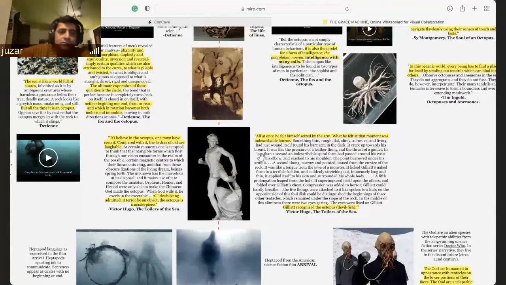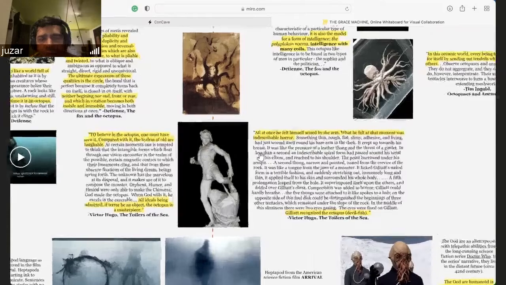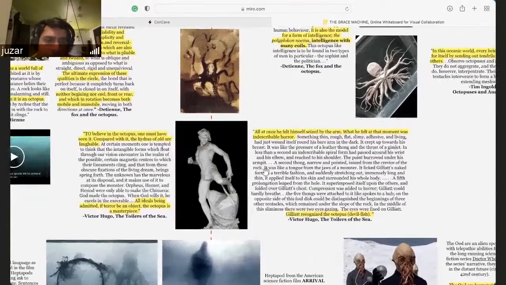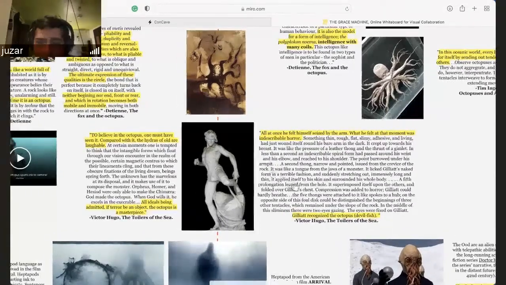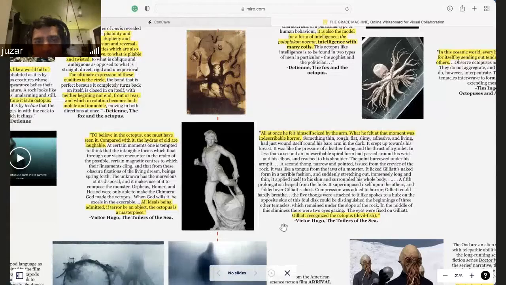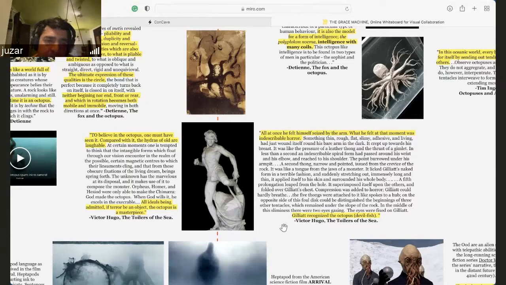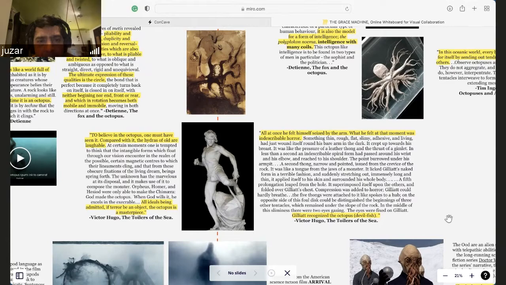It's actually from the novel of Victor Hugo, the story "The Toilers of the Sea," where the earlier image, the top image, and the bottom one, the hero Gilliatt, has gone into the sea to fight the octopus, and for love, basically. And he doesn't find the octopus.